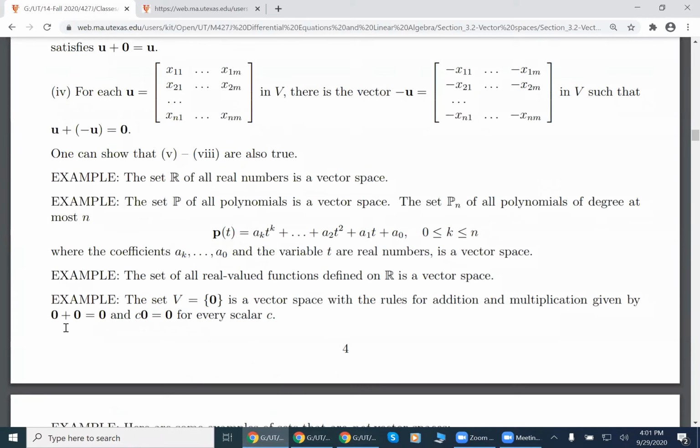Last example. Let us consider the following set. This set consists of only one vector, 0. Here is how we define addition and multiplication by a scalar. 0 plus 0 is 0, and c times 0 is 0. One can show that this is a vector space again. So, we are done with examples of vector spaces. These are the most important examples of vector spaces.